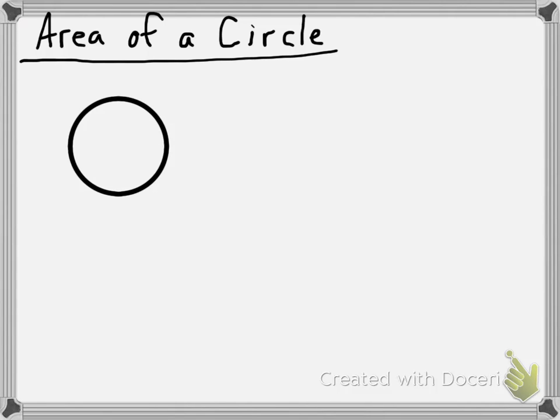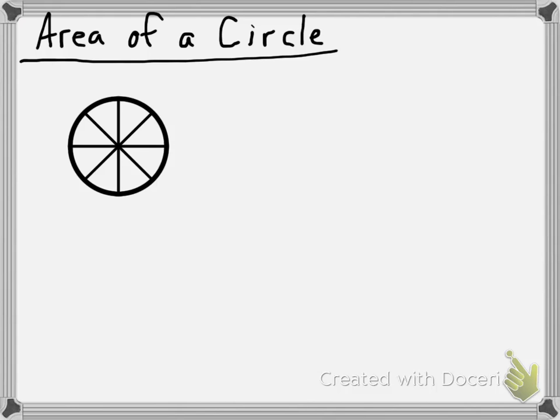Now, first I have a circle. Just like the other day, I'm going to try to break this circle up and turn it into another shape that I already know how to find the area of. So I'm going to cut it into 8 pieces, basically like a pizza, so that I can rearrange this shape.